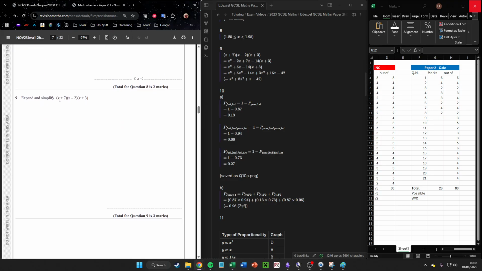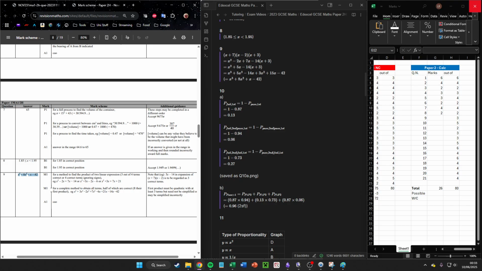Expand and simplify these 3 brackets. I said x cubed plus 8x squared plus x minus 42. And yeah, exactly, so product of 2 linear expressions. That's what I did there, and then doing it again and then simplifying the terms. Yeah, so I don't see any reason why that wouldn't be full marks there.